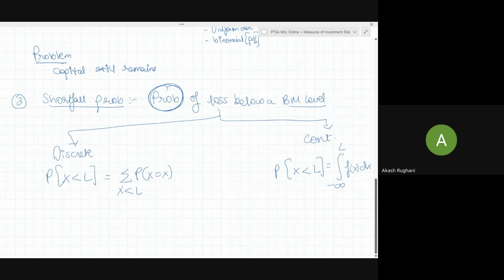But still it is not very comfortable because it does not tell you the loss limit or the extent of loss. So the extent of loss is not known, hence deciding the capital may be difficult.